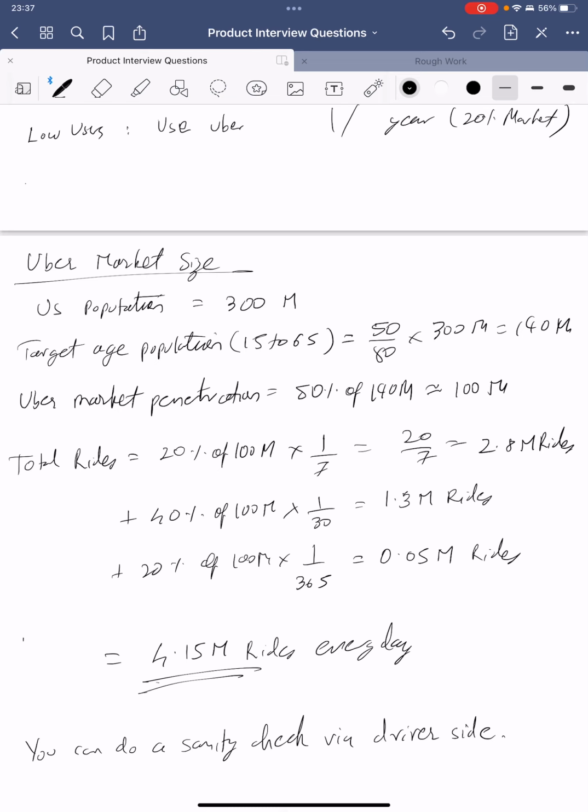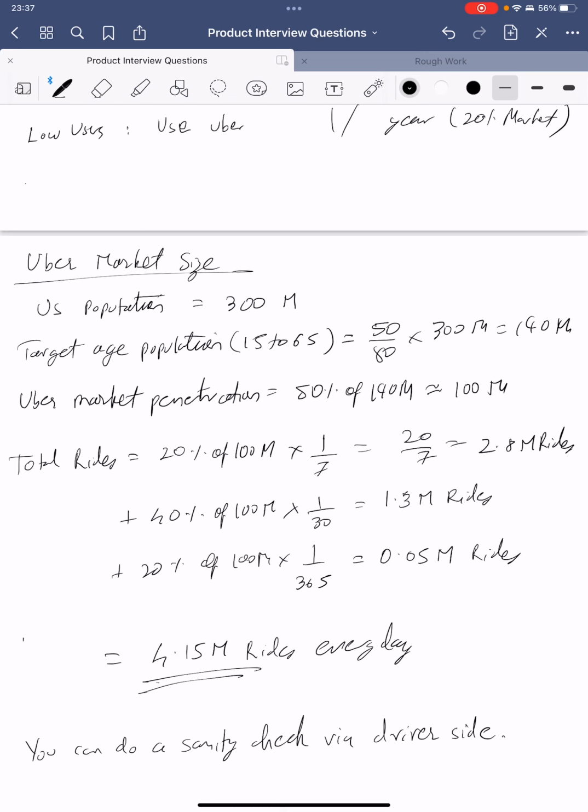Now you can do a sanity check if you have time, from the driver's side. If the market is in equilibrium, all the drivers are always occupied with rides. You can segment the drivers by the number of hours they drive Uber in a day: power drivers, medium drivers, and low drivers. Power drivers can be 10 plus hours or 8 plus hours, medium drivers can be 4 hours, and low drivers can be 1 or 2 hours a day.